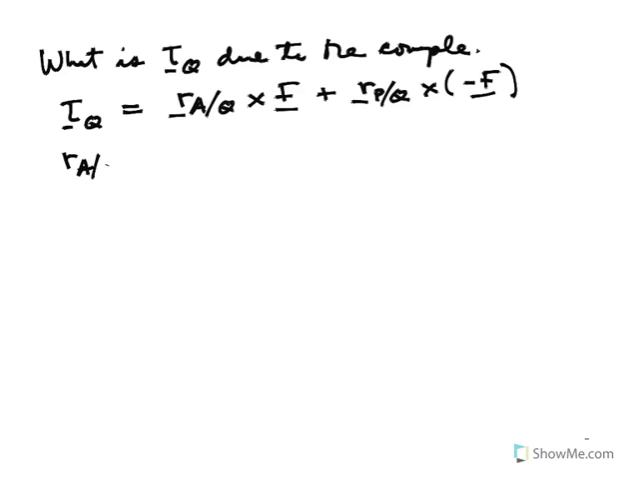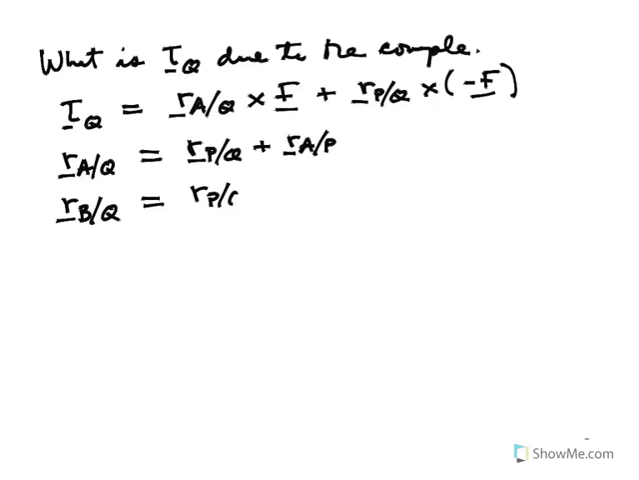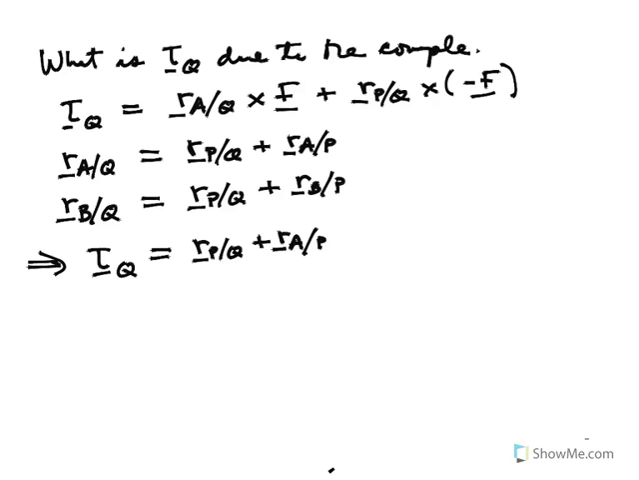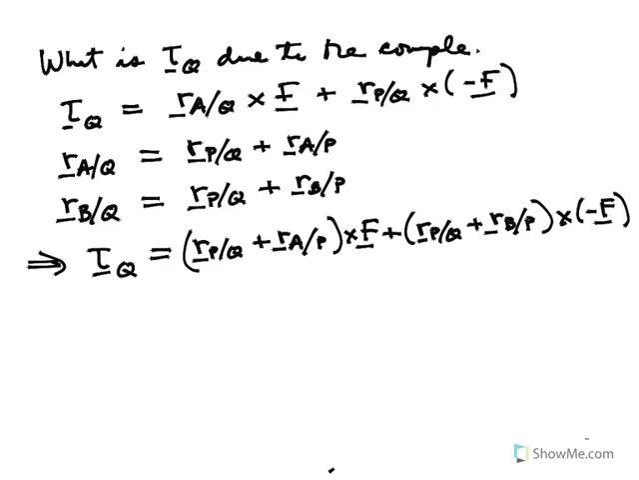But the position of A relative to Q is equal to the position of P relative to Q plus the position of A relative to P. And similarly, the position of B relative to Q is equal to the position of P relative to Q plus the position of B relative to P. So as a result, when thinking of this couple relative to point Q, we get the position of P relative to Q plus the position of A relative to P crossed with F, plus the position of P relative to Q plus the position of B relative to P crossed with negative F. Now, let's suppose that we substitute. What do we get when we do the substitution?